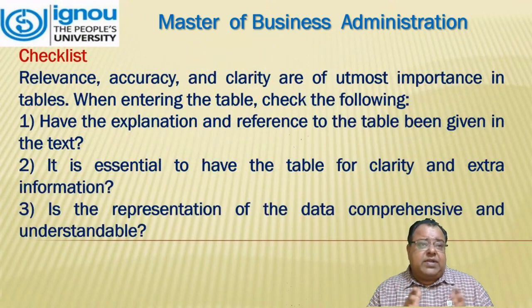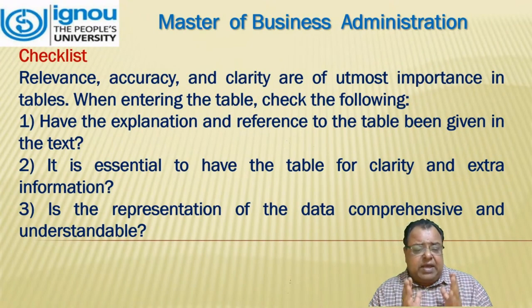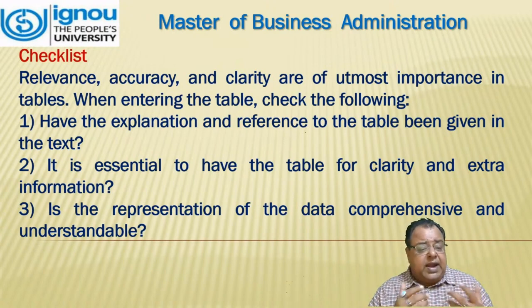Checklist. Relevance, accuracy, and clarity are of utmost importance in tables. When entering the table, check the following. Have the explanation and reference to the table been given in the text? Is it essential to have a table for clarity and extra information? Is the presentation of the data comprehensive and understandable?